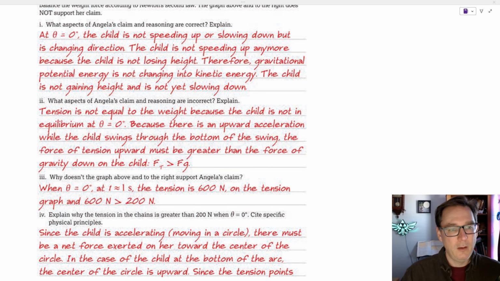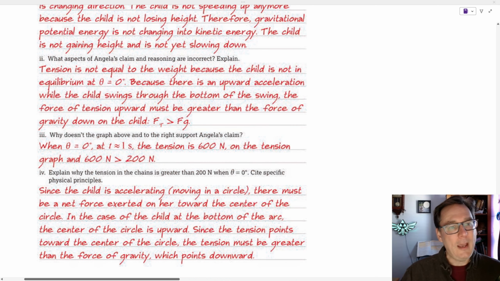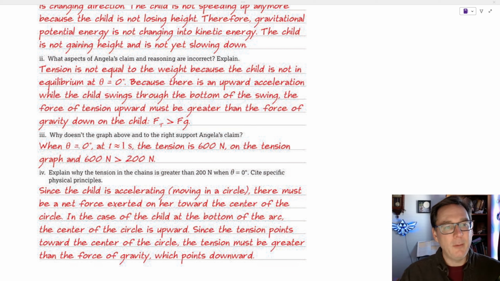So the graph, if you look at it, I'm not going to be scrolling back and forth because that'll make us all nauseous. But if you go back and look at it at theta 0, when the angle is 0, the time is about 1 second, and the tension is measured at 600 newtons. And this seems a little weird to say, a little obvious, but say this kind of stuff.